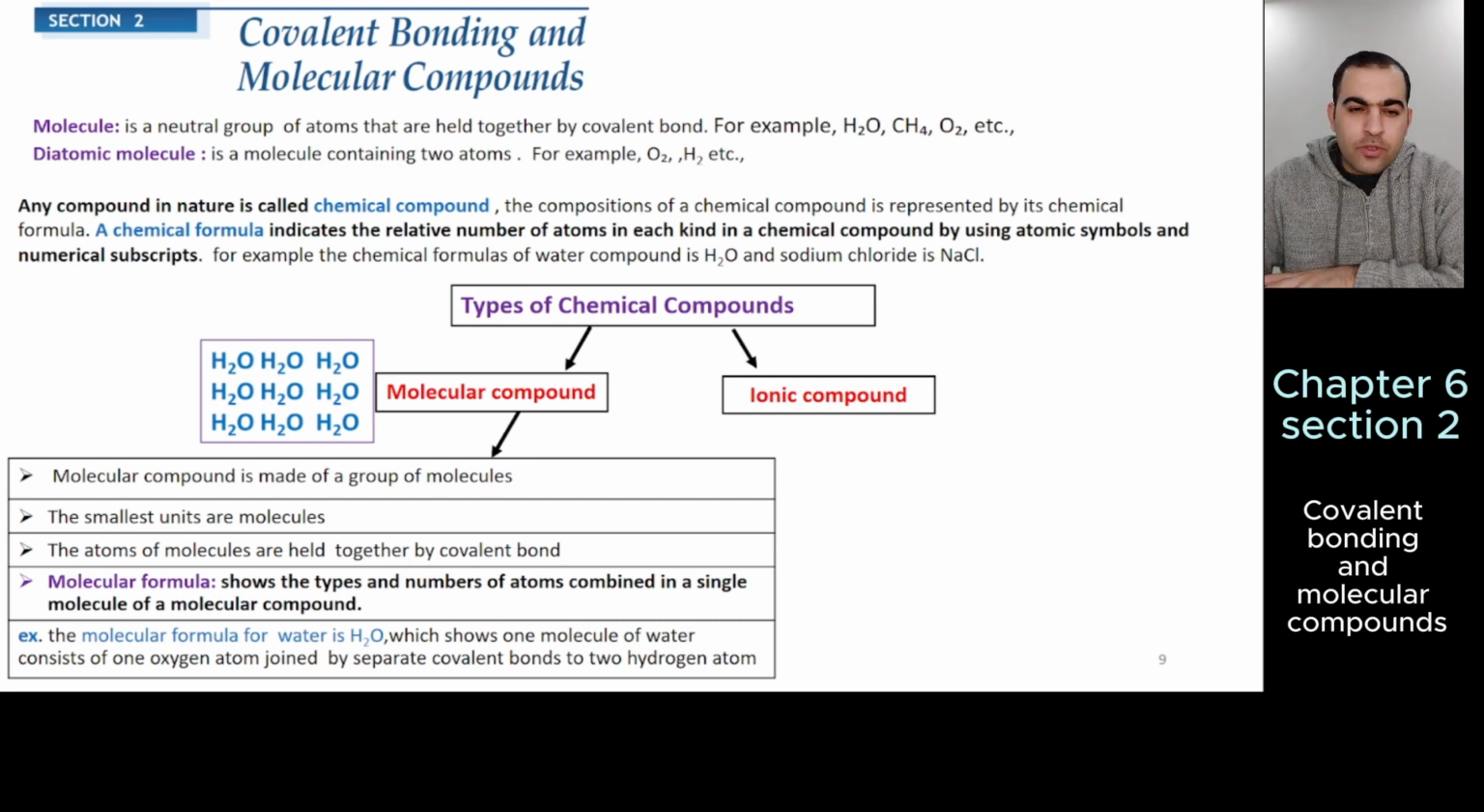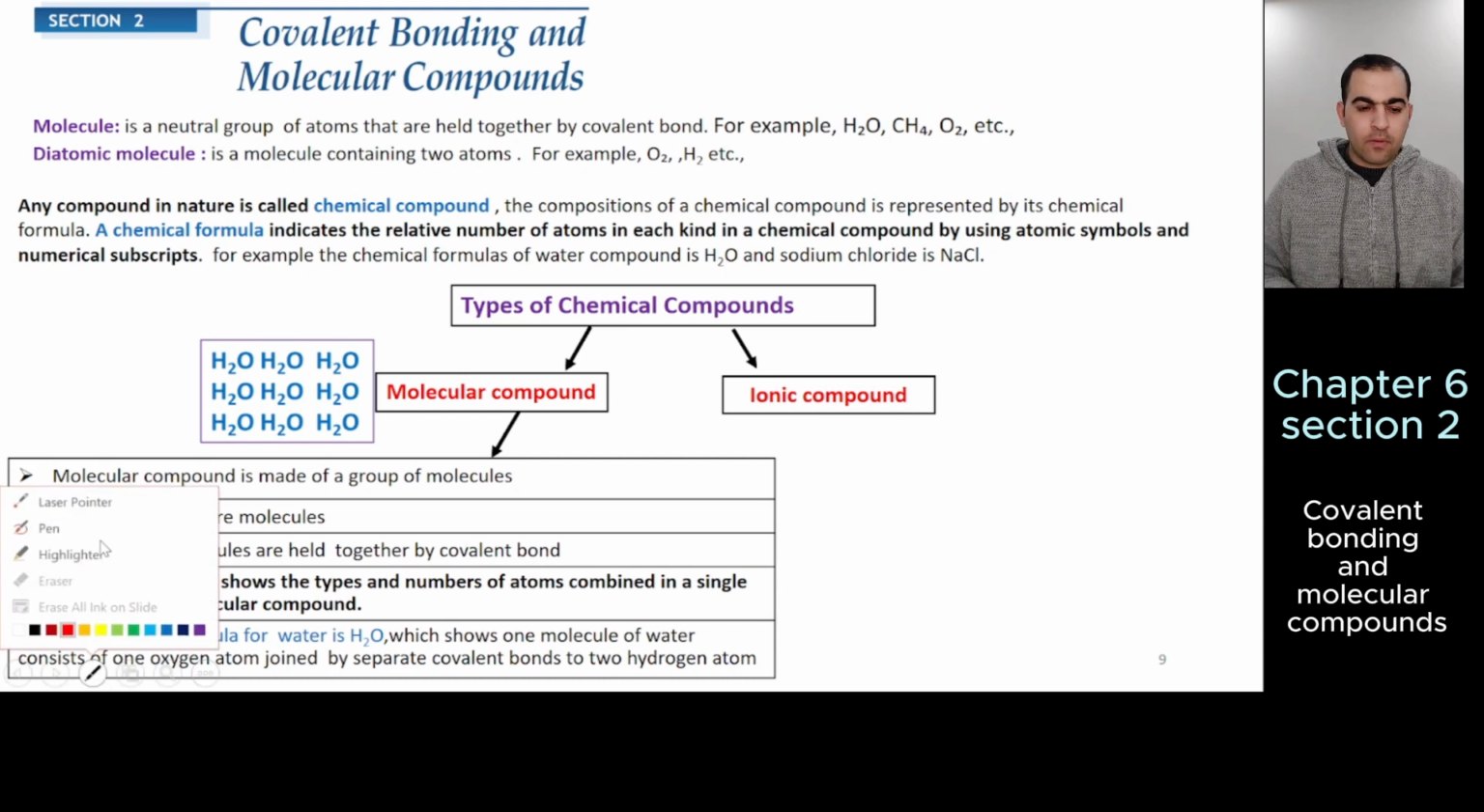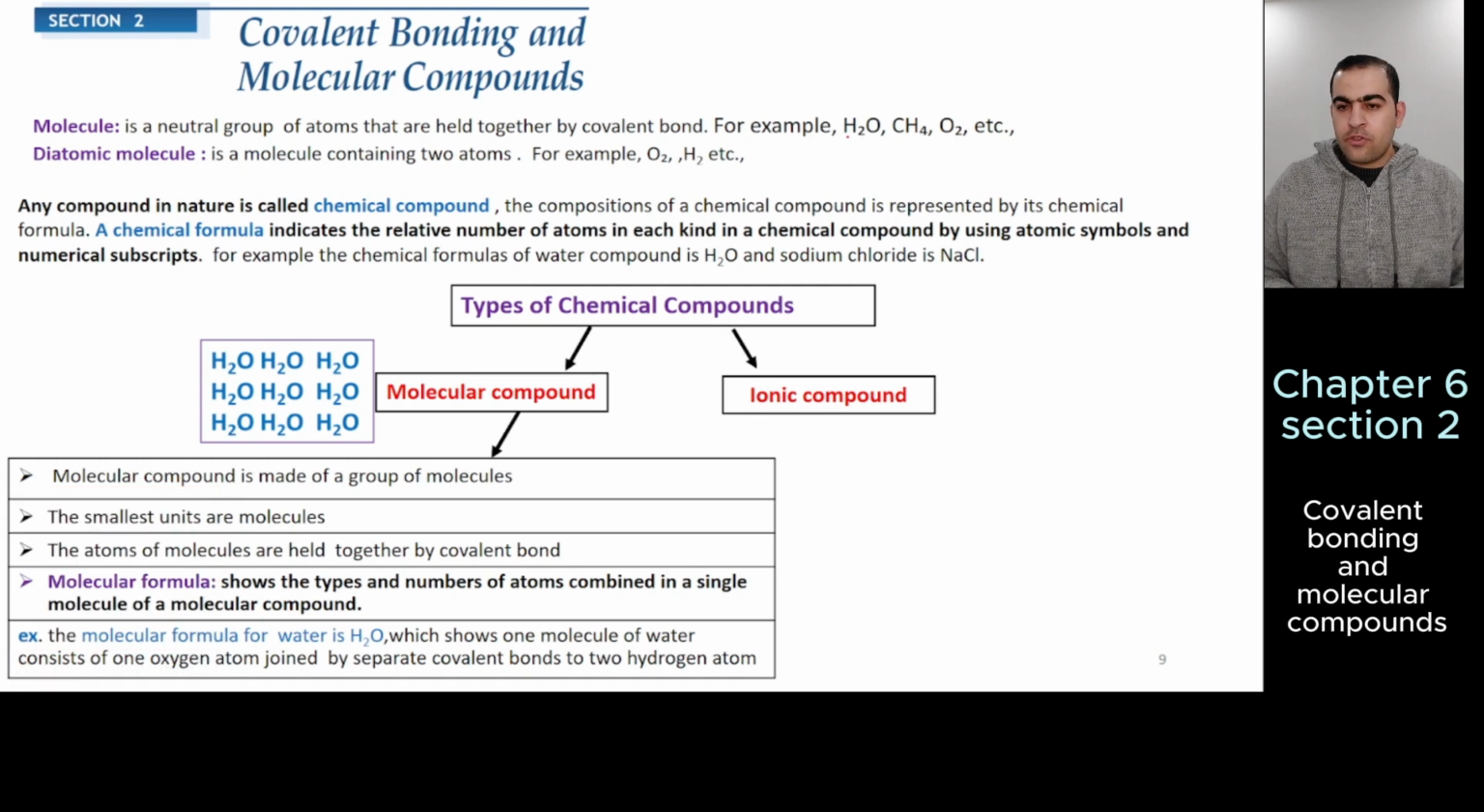A molecule is a neutral group of atoms that are held together by covalent bonds. If a group of atoms, two or more atoms, bond together by covalent bonds, it's called a molecule. For example, H2O, CH4, O2. These are all molecules. They are all made of a group of atoms held together by covalent bonds.